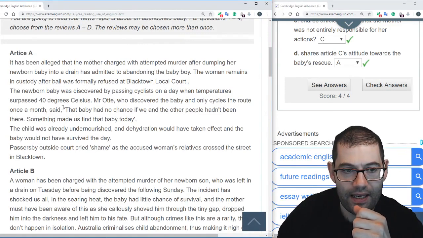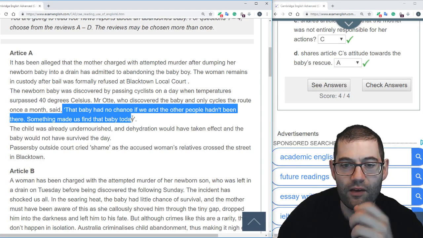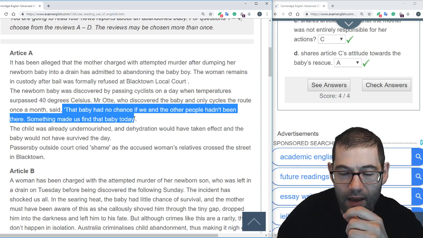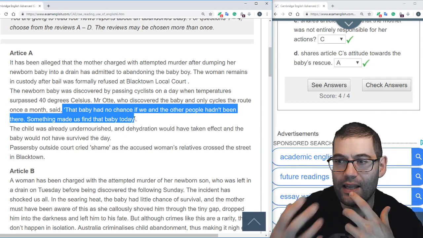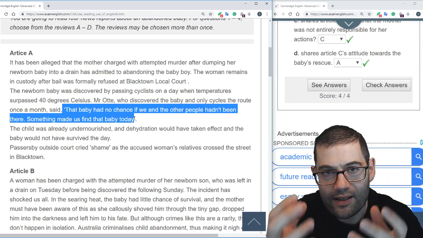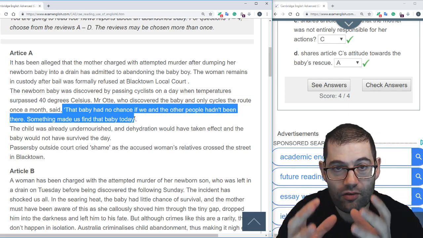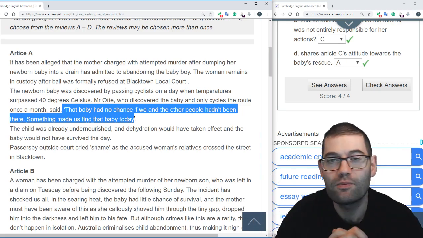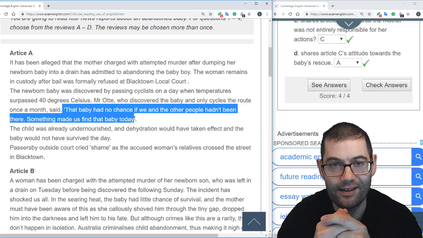And we can find that in the quote where it says, that baby had no chance if we and the other people hadn't been there. Something made us find that baby today. Let's think of that as divine intervention allowed us to find the baby today. And that's that same attitude towards the baby's rescue. And there we go. That's why the answers are the answers. At least that's why I think the answers are the answers.